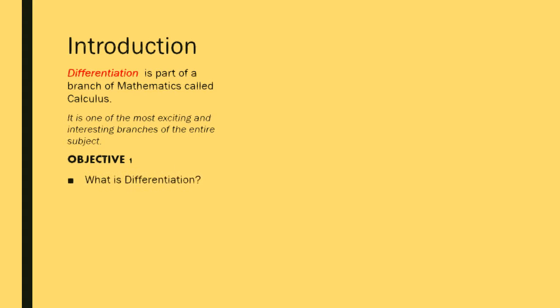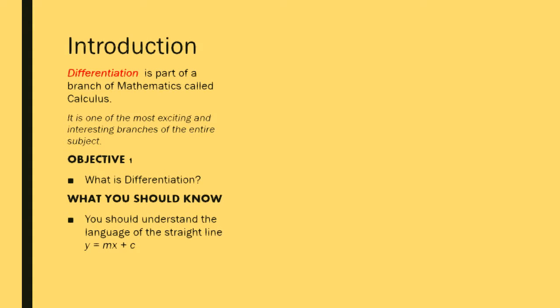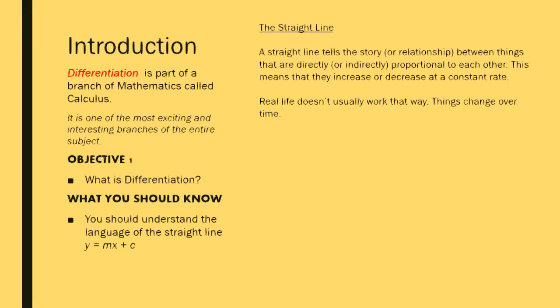So the first objective I had was basically to say, what is differentiation? So I'll start by saying what you should know before you come into this lesson. It's not 100% necessary, but it would help if you understood the language of the straight line, y equals mx plus c, or y minus y1 equals m upon x minus x1. One of those default methods of doing straight line geometry, and terms like the gradient and constant. That would help, because a straight line tells a story or relationship between things that are directly or indirectly proportional to each other. So that means they increase or decrease at a constant rate.